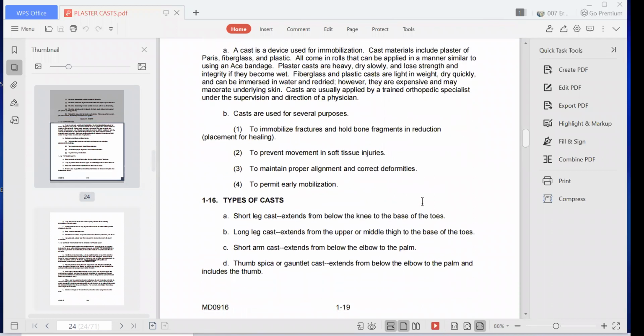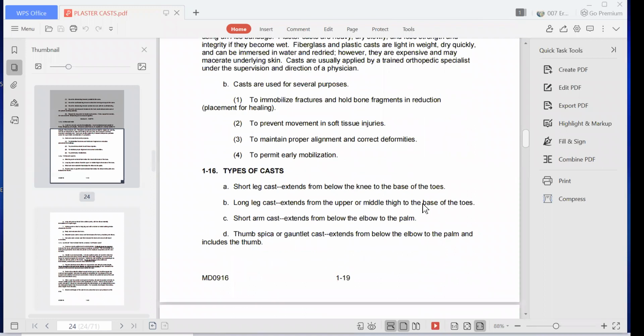So now types of cast, there are various types of cast. We need not go into all these types in detail, but at least you should know the name, so that when it is shown in a pictorial representation, it can be easily identifiable to you. Short leg cast extends from below the knee to the base of the toes. Long leg cast can extend from upper or middle thigh to the base of the toes. Long cast and short cast in the legs.